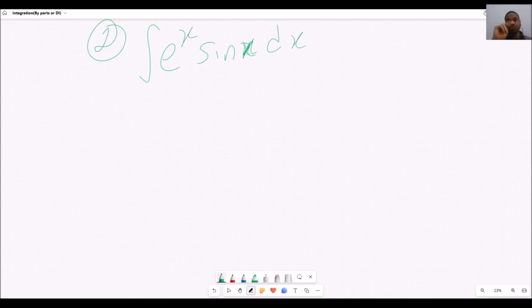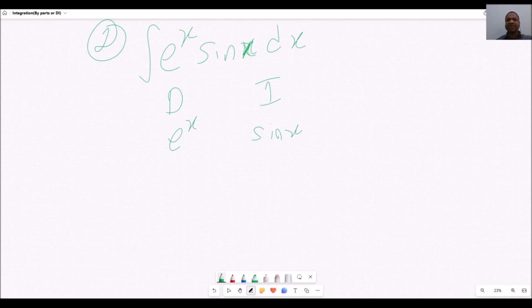Just remember the two rules we said earlier. So I'm using the DI method, for you to use by parts. Let's see, so let's use DI first. DI, this will be e to the power of x sine x. Now, the question is, which one do I take to be D or I?